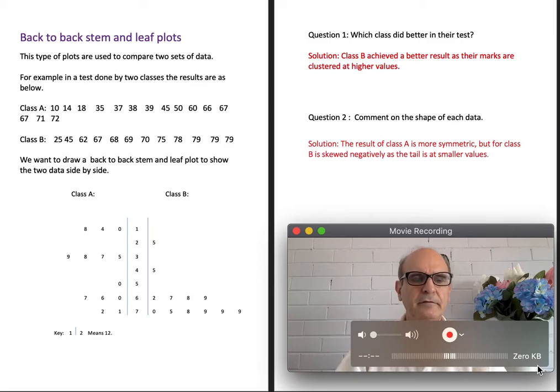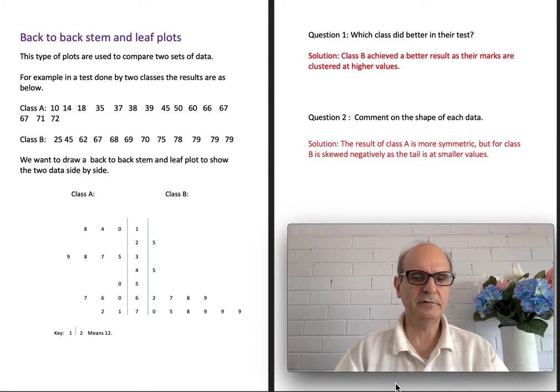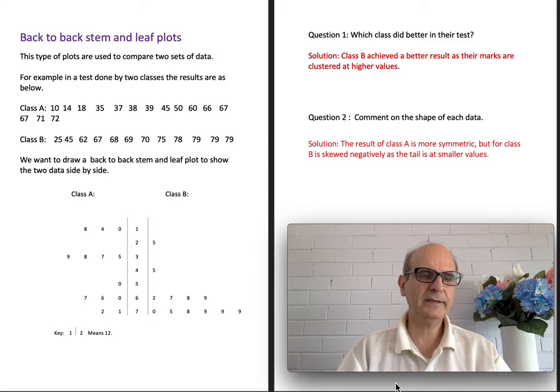Hi, we talk about back-to-back stem and leaf plots in this lesson. The reason we use back-to-back stem and leaf plots is because we want to compare two sets of data. So you can see the two sets of data side by side in a back-to-back stem and leaf plot. Let's look at an example.